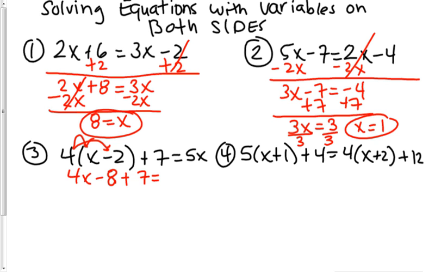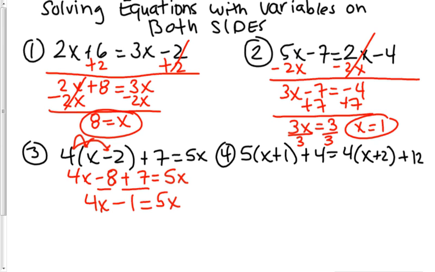That is equal to 5x. Now I'm going to look at what I have so far, and I can simplify some things that are on the same side. So I can simplify my negative 8 and my plus 7. So 4x, negative 8 plus 7 is a negative 1, or a minus 1. Okay, and so that simplifies, and then I'm going to bring down my 5x. I have a 5x on one side of the equation, and I have a 4x on the other side. I have to move that 4x to be with the 5x.